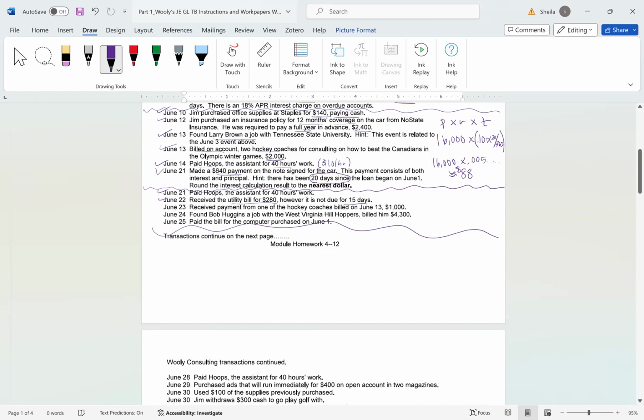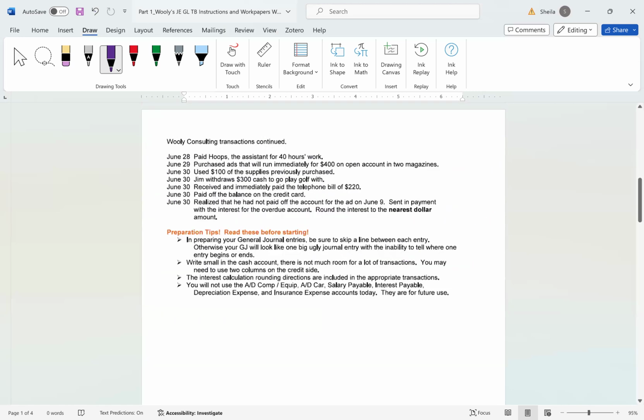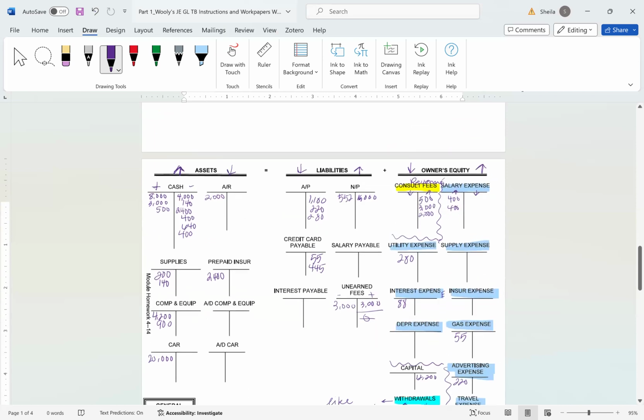So now we've got receiving payment from one of the hockey coaches that we already billed. Now, some students want to record more revenue. Don't do that, right? We've already billed these coaches for revenue already generated. And so on June 23rd, remember, we had recorded this accounts receivable balance right here. So what we're saying is half of that has been paid. So our credit needs to be to AR because what do we have left? Only 1,000 to be paid to us, okay? So if we credit AR, we're going to debit cash.